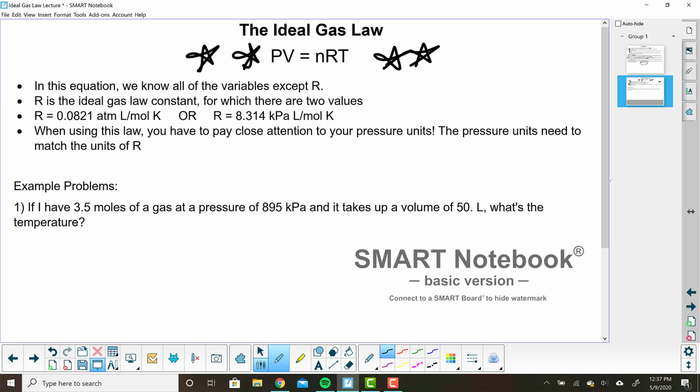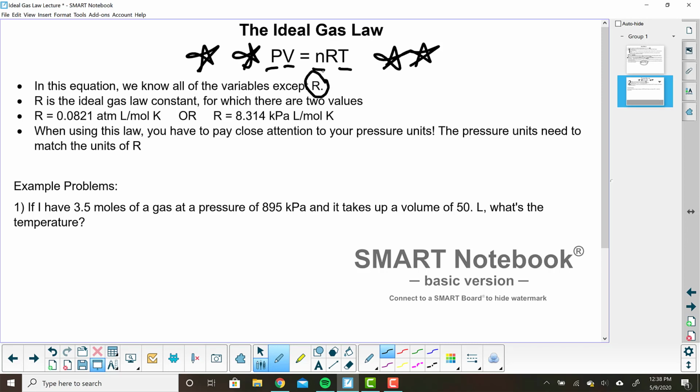This is without a doubt one of the most memorable, important equations that you will ever learn in science. I'm sure that if you ask your parents about their chemistry classes or say something about the ideal gas law, my guess is that they would remember this equation. That's just how important an equation it is. And in this equation, we are already familiar with all of the variables: P, pressure; V, volume; n, number of moles; T, temperature. The only new one is R.